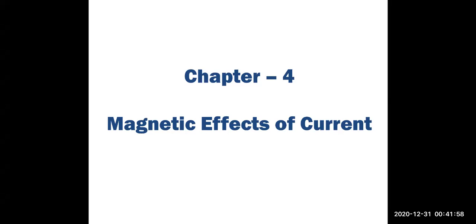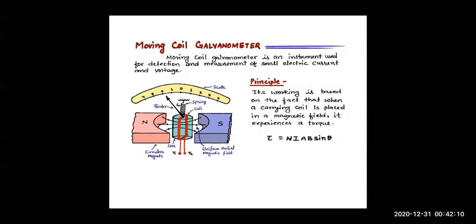Today this is your 12th physics, chapter 4. This is the children's second last topic of the chapter, that is magnetic effects of current. So today we are going to study about moving coil galvanometer. Right, children? So moving coil galvanometer, children, it is a device that is used to detect and measure the small electric current. This moving coil galvanometer works on the deflection method.